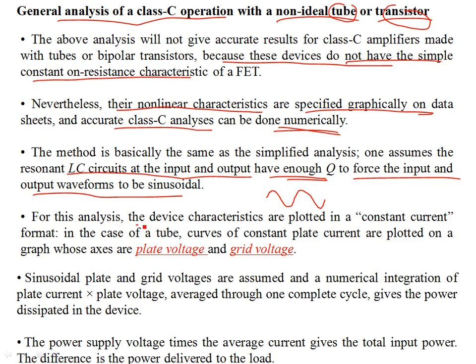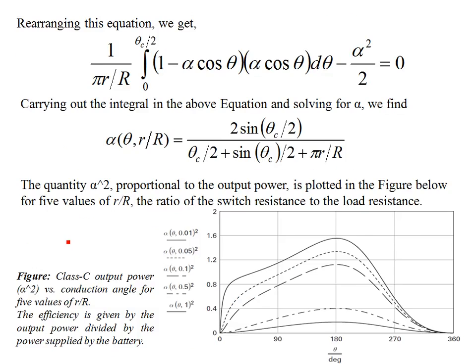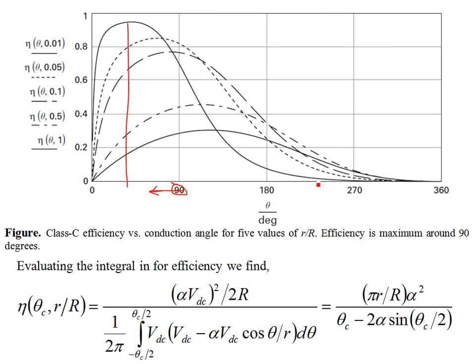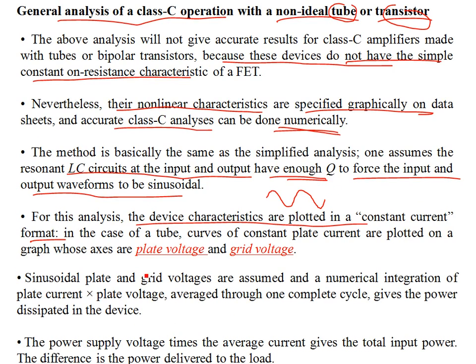Now, for this analysis, the device characteristics are plotted in a constant current format. For example, this region we considered was a constant current format in the saturation region. So what we are going to do is, if you're going to consider a vacuum tube, in the case of a tube, the curves of constant plate currents are plotted on a graph.